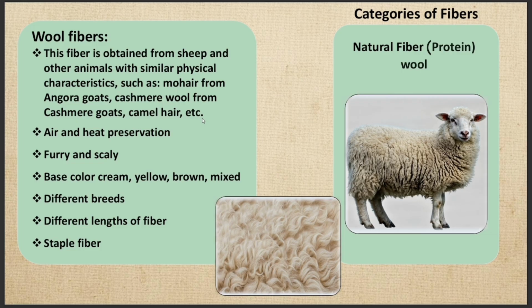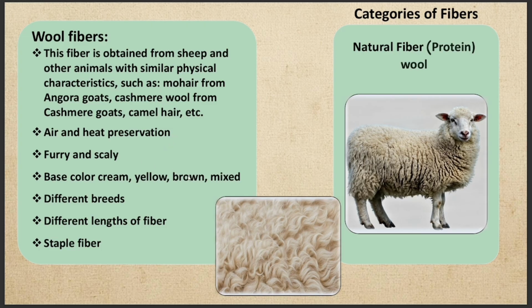Wool fibers, when blended with synthetic polyester fibers in different ratios, can produce worsted yarn. Air and heat preservation. Due to their highly scaly structure, wool fibers prevent air from passing through woolen fabrics. Therefore, if a piece of clothing or fabric exhibits certain thermal properties, it is essentially because the fibers themselves possess these characteristics. Furry and scaly.